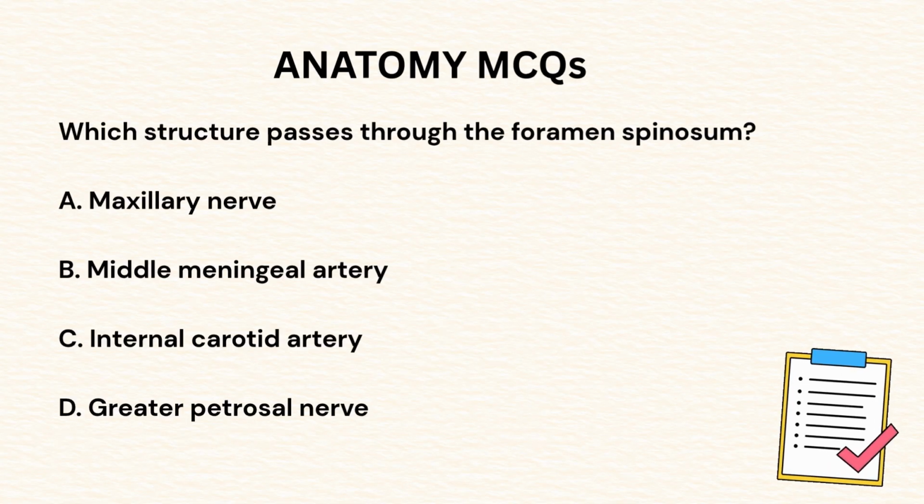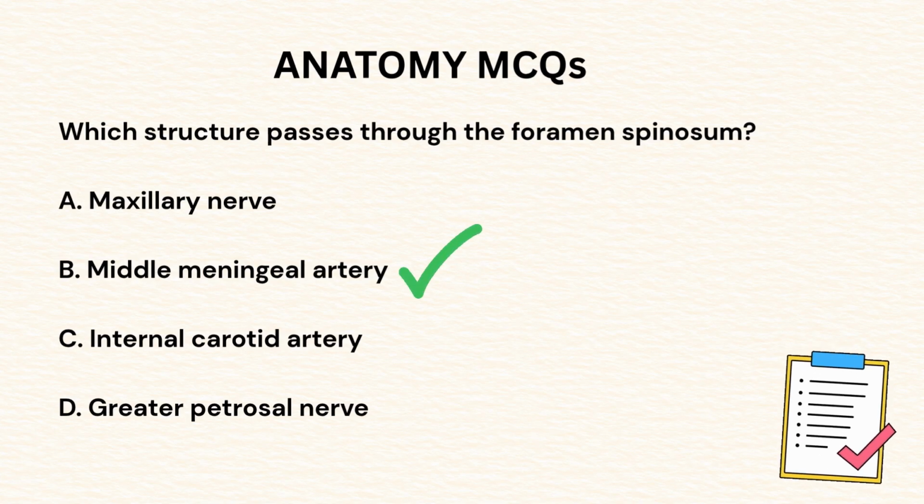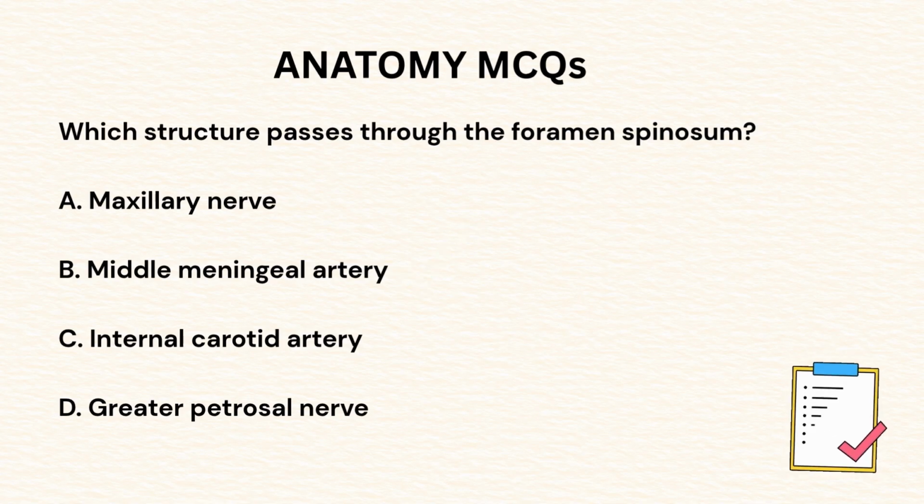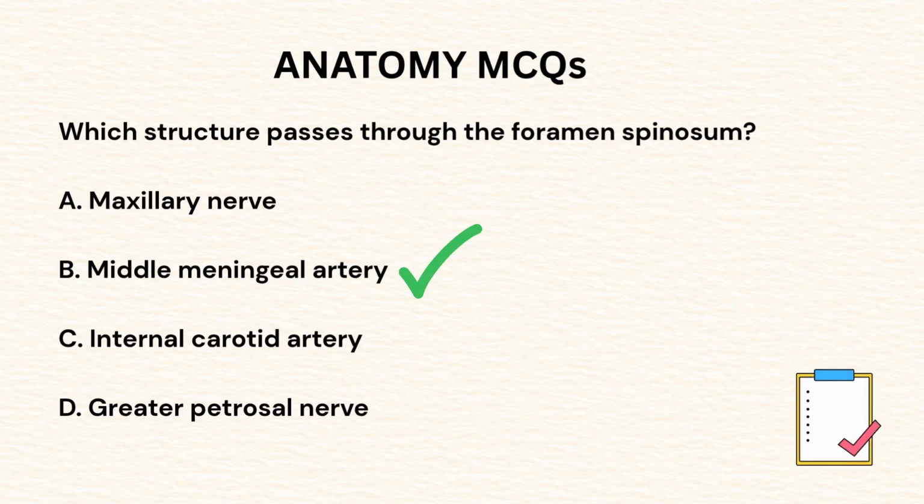Which structure passes through the foramen spinosum? A. Maxillary nerve. B. Middle meningeal artery. C. Internal carotid artery. D. Greater petrosal nerve. Correct answer is option B. Middle meningeal artery. The middle meningeal artery enters the cranial cavity through the foramen spinosum. It supplies the dura mater and is clinically important because injury can cause an epidural hematoma. Memory loop: foramen spinosum → middle meningeal artery.